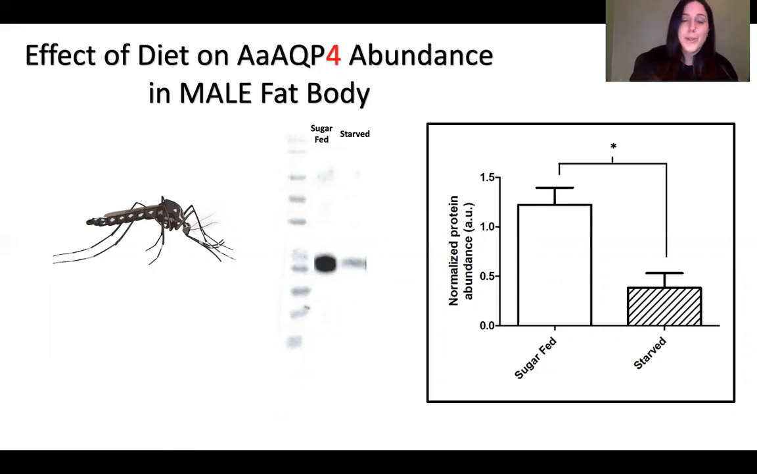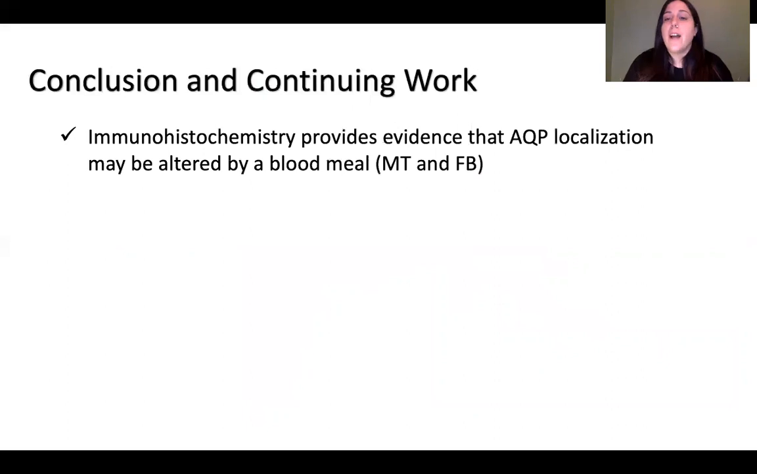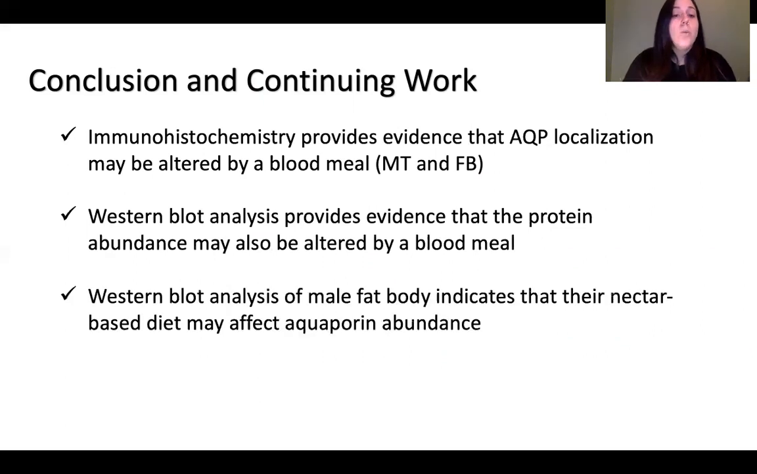So in conclusion, immunohistochemistry provides evidence that aquaporin localization may be altered by a blood meal, specifically in the Malpighian tubules and fat body. Western blot analysis provides evidence that the protein abundance may also be altered by a blood meal. And Western blot analysis of the male fat body indicates that their nectar-based diet may affect aquaporin abundance as well.